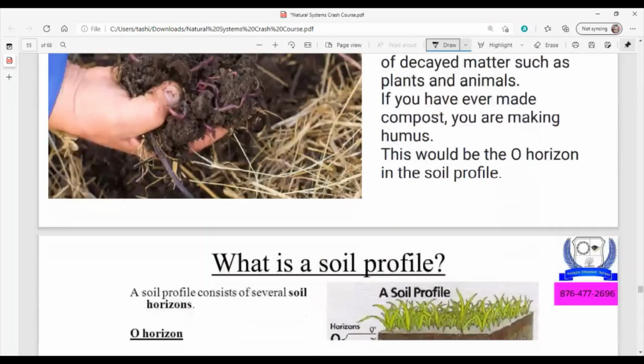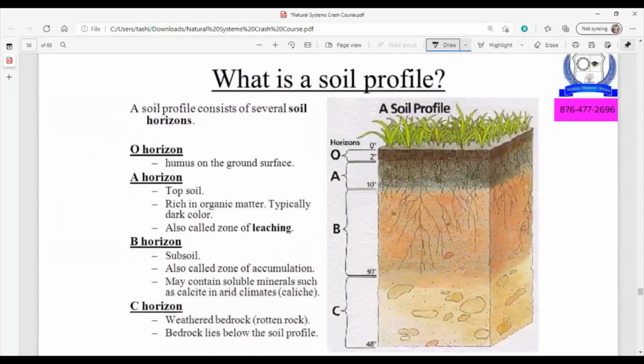All right. So what is the soil profile? The soil profile consists of the several different soil horizons, or the different layers that the soil is made up of. So these different layers, we have the O layer, which is the humus that we mentioned before, that would have been at the very top layer. That is where we have plants that do not have very long, thick roots. Those plants, their roots would be in the O layer only.